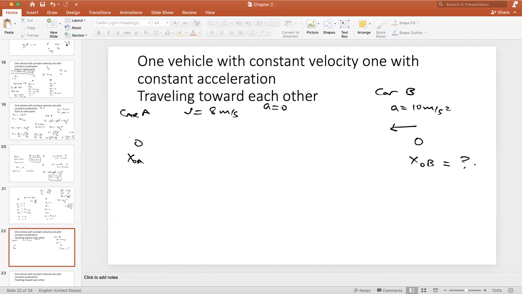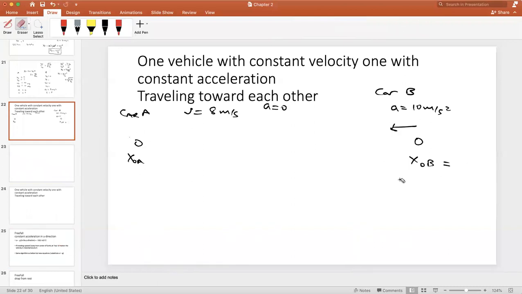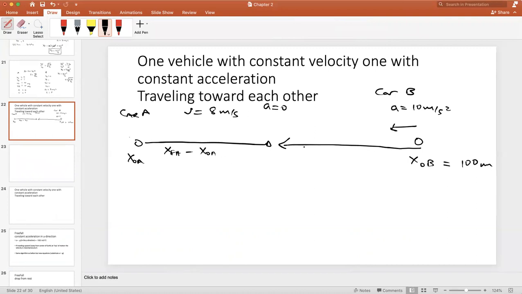No, we won't say that. Sorry. We're going to say it's 100 meters, just for the heck of it. So we'll say that this is 100 meters from the point. So at some point, this will be x final of A minus x initial of A, and this will be x final of B minus x initial of B. And we need to figure out where this point is. At what point do they meet?